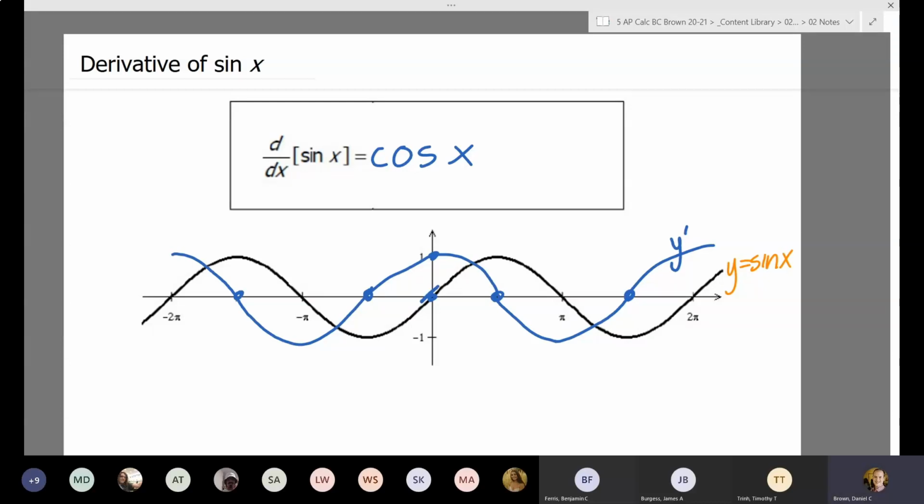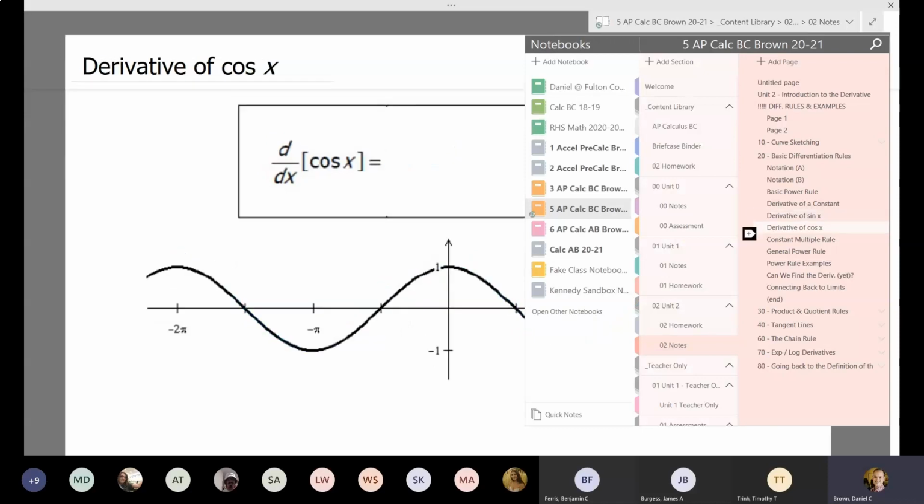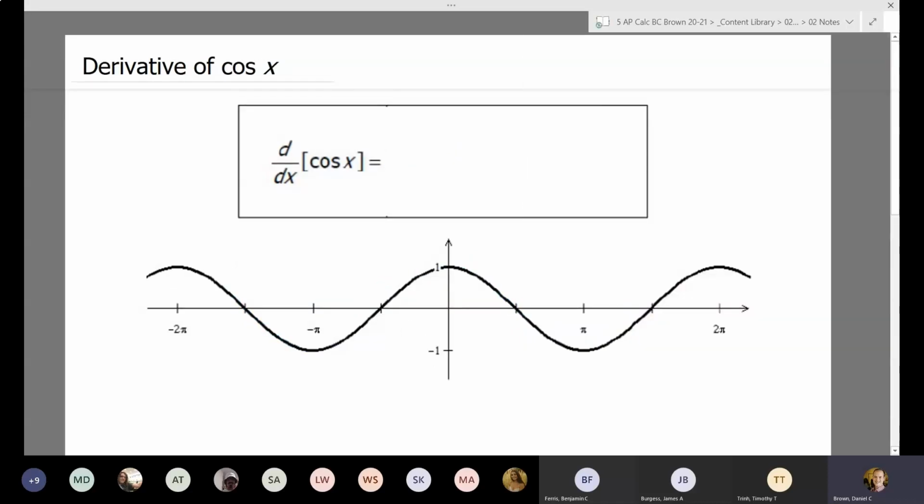And so you can probably assume the derivative of cosine also has a very similar rule. The derivative of cosine is related to sine. So I'm going to go ahead and graph the derivative again. So we know that whenever the graph of cosine has a horizontal tangent, its derivative is equal to 0.